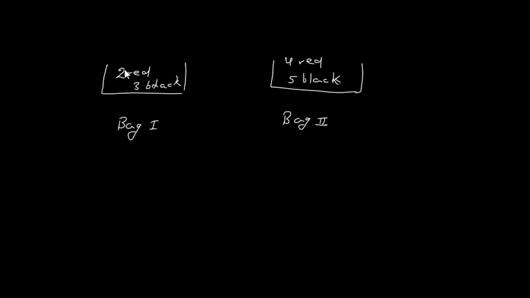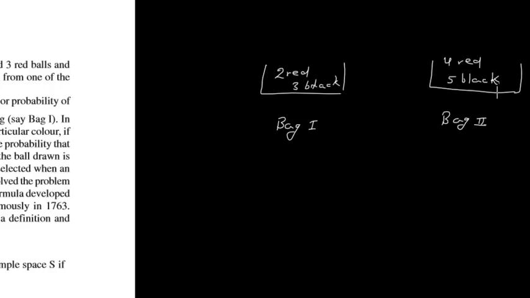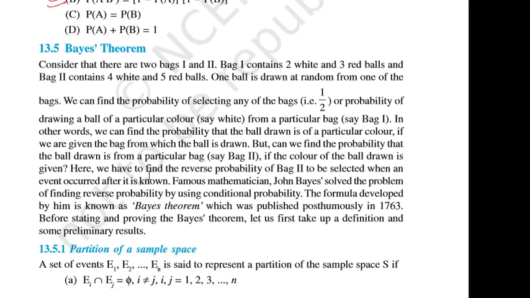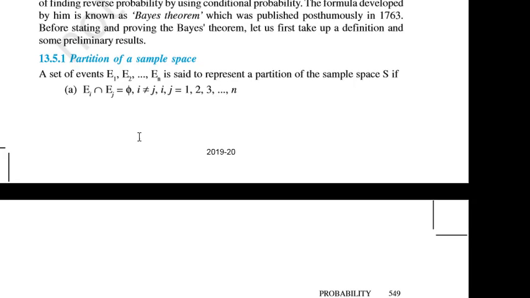How to calculate this reverse probability was developed by this mathematician. Before we understand the formula and how to use it, let us understand a few more terms so that our base will be strong while dealing with problems involving Bayes' theorem. First we will see partition of sample space. We all know what a sample space is: a collection of all possible outcomes. When I say partition of sample space, it means all possible outcomes are divided into some parts, and that is called a partition.